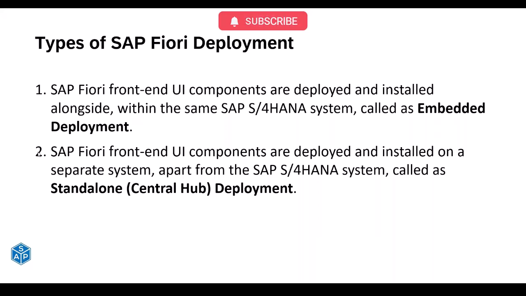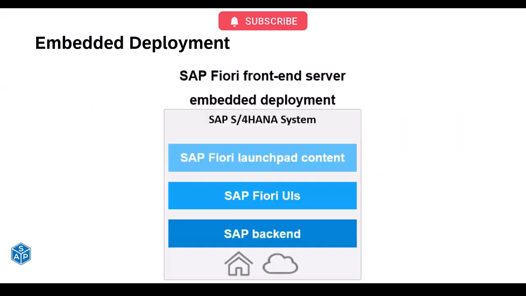And the other is where your SAP front end server is installed on a separate system, and S/4HANA is a separate system. That is called a standalone central hub deployment. This is an example. So this is an embedded deployment. What happens in an embedded deployment?